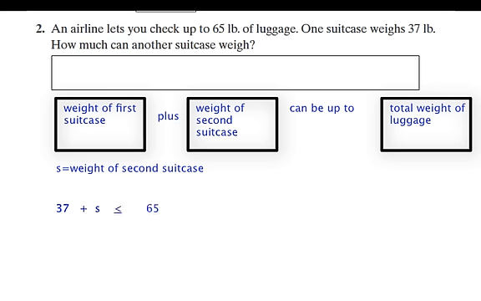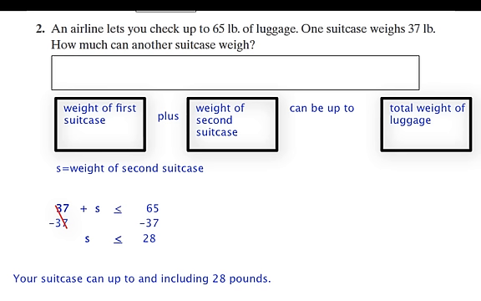Now let's begin solving this. To isolate the variable, to get it by itself, we're going to have to subtract 37 from both sides of the inequality. The 37s on the left cancel each other out, so you're left with S. On the right, 65 minus 37 is 28. So the answer to the question is, your suitcase can weigh up to and including 28 pounds.